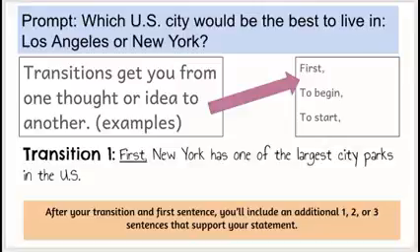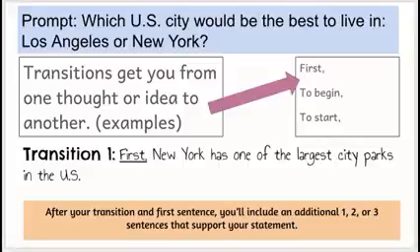You'll notice there is no I and there is no because. This is a transitional sentence which does not require either. After your transition and first sentence, as it shows in the orange box, you'll include an additional 1, 2, or 3 sentences that support your statement. Your statement being, New York has one of the largest city parks in the U.S.